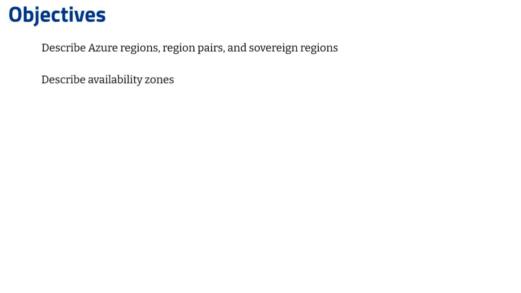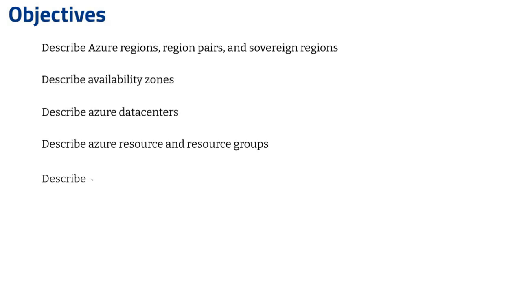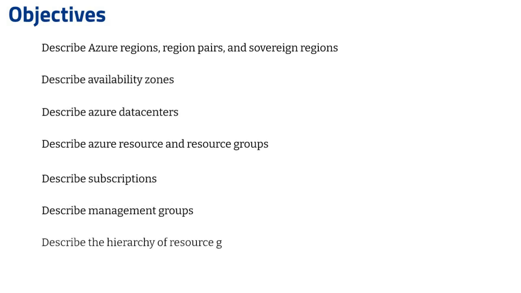After completing this lesson, you'll be able to describe Azure regions, region pairs, sovereign regions, availability zones, Azure data centers, Azure resources and resource groups, subscriptions, management groups, and finally, you will be able to describe the hierarchy of resource groups, subscriptions, and management groups.